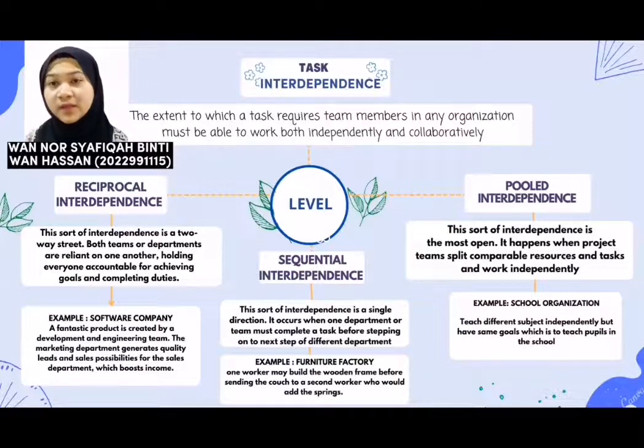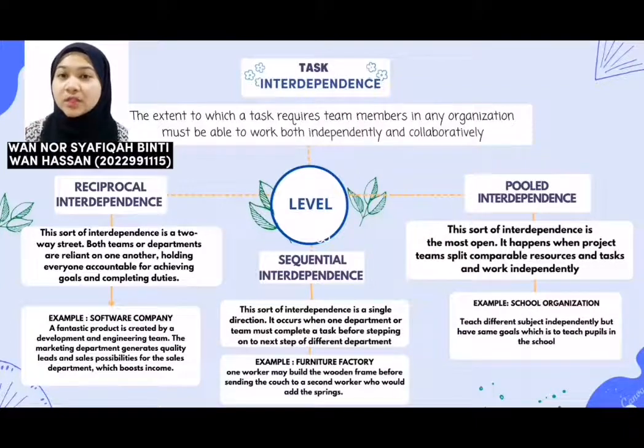For example, at a manufacturing company, assembly lines are the typical example of sequential task interdependence. In a furniture factory, one worker may build the wooden frame before sending the couch to the second worker, who would add the springs. Before a fourth worker installs the couch cover, a third worker may add the cushion and stuffing. Next level is reciprocal interdependence.